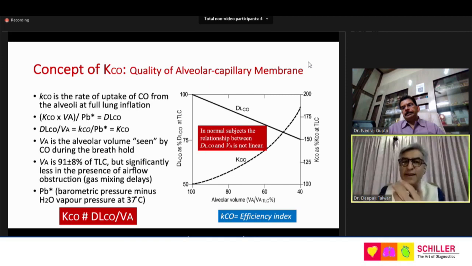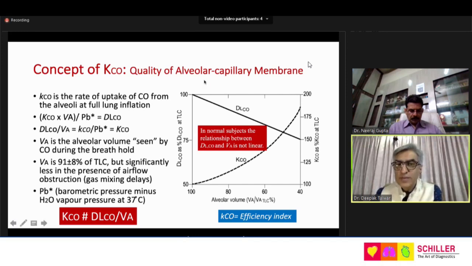It is primarily telling us about the kinetics, the rate of uptake of carbon monoxide from the alveoli at full lung inflation. And it is corrected for the barometric pressure, so it has to be KCO divided by PB. There is obviously a little difficulty in understanding, but what I'm trying to show you here is that alveolar volume and diffusion capacity have a linear relationship. As the volume increases, the diffusion capacity increases. As the volume decreases, the diffusion capacity decreases. But when it's corrected for the volume, it is not the same at each level. It is different.